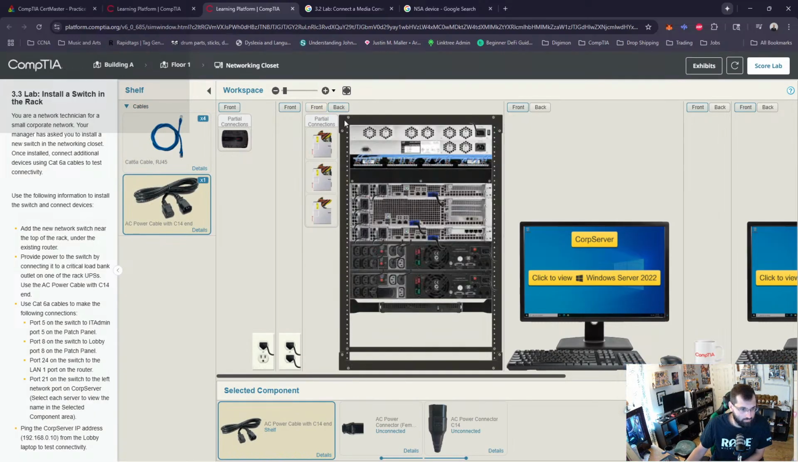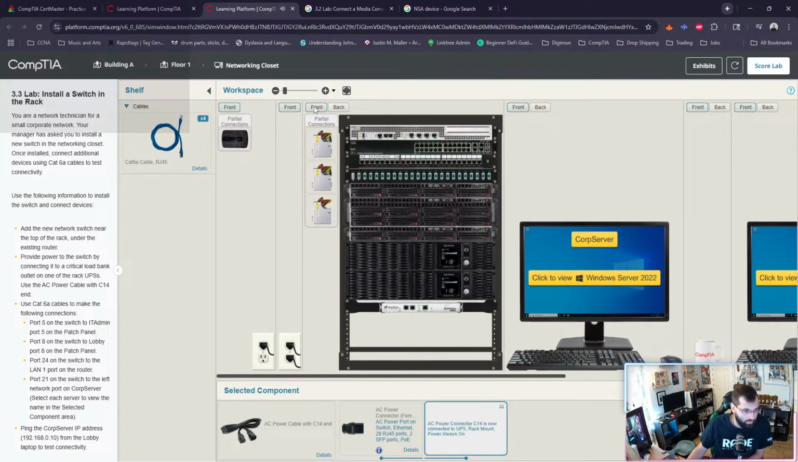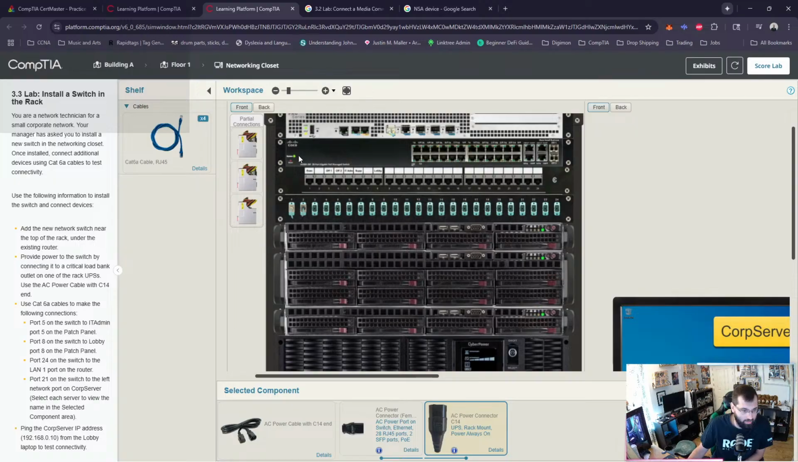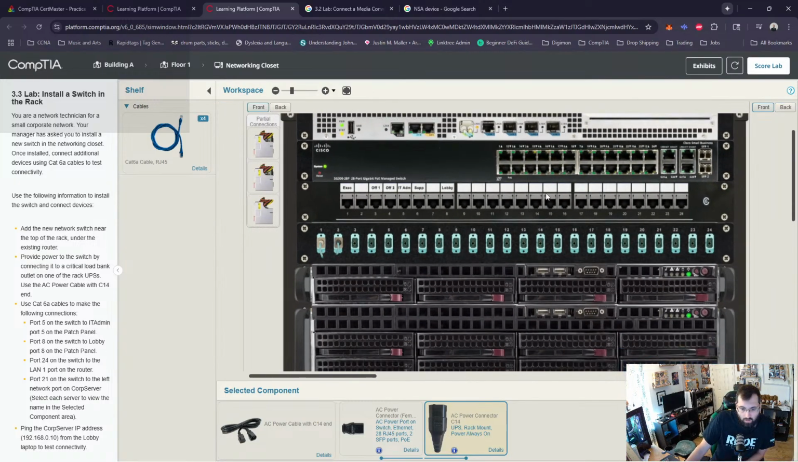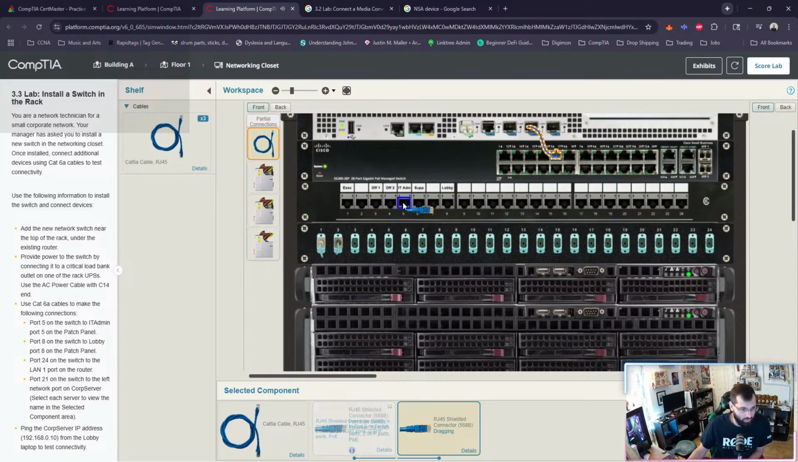Okay. That's not right. There we go. And then I think switches just automatically come on. Yeah, they're just automatically on. Okay. Use Cat6A cables to make the following connections. Port 5 on the switch to port 5 on the patch panel. So 1, 2, 3, 4, 5 to port 5. Whatever.